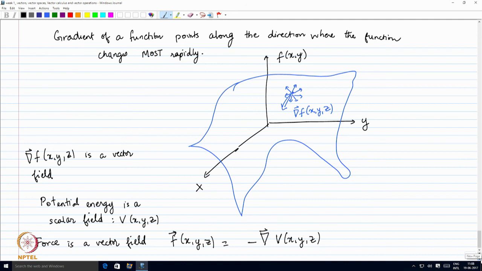Now, as I said before, there are other ways to take derivatives, and let us talk about some other derivatives. There are two other well known derivatives. One is called the divergence. The divergence of a vector field is denoted by del dot f. This is just the notation.